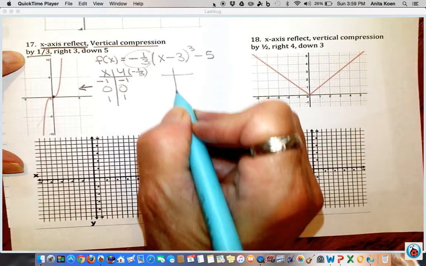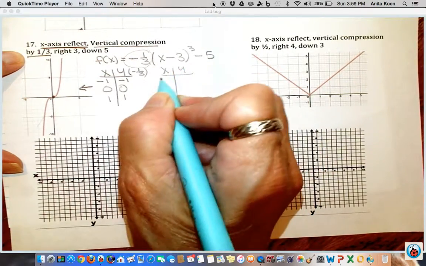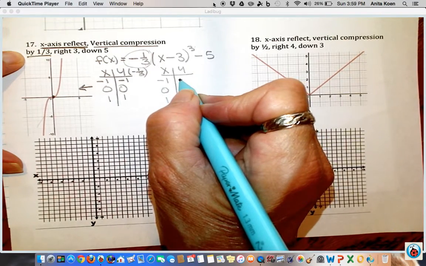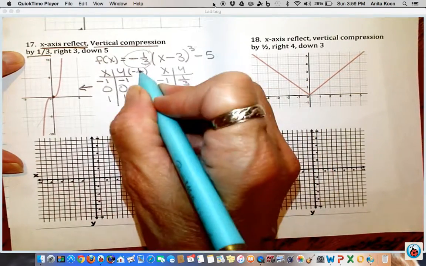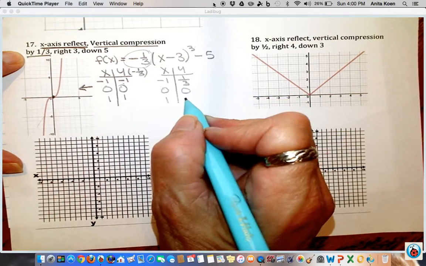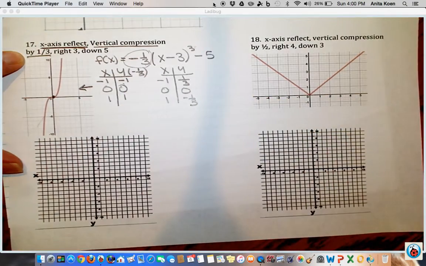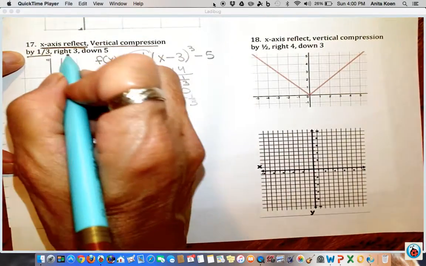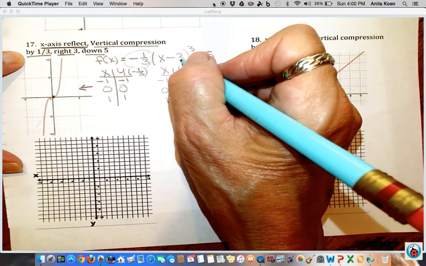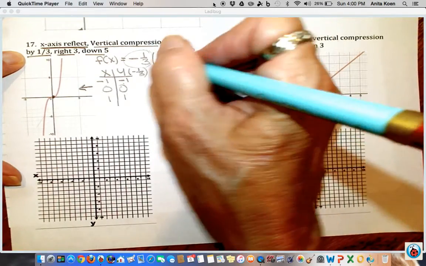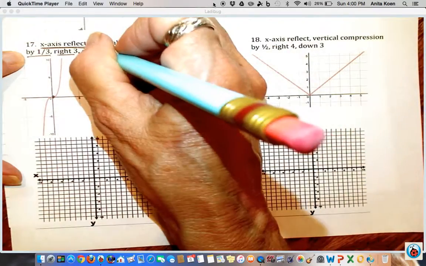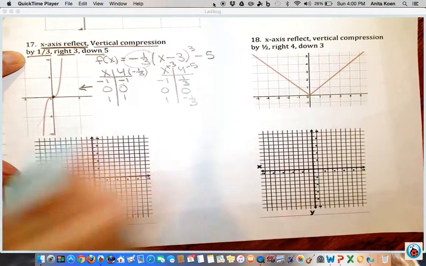So that's going to give me a new table, x, y. The x's are going to stay the same. The y's are going to get multiplied by a negative 1/3. So that makes this one positive 1/3. This is still 0, and this is negative 1/3. Then we're going to go right 3 and down 5. The right 3 affects the x's. So since it's right, we're going to add 3. And since it's down, we're going to subtract 5.